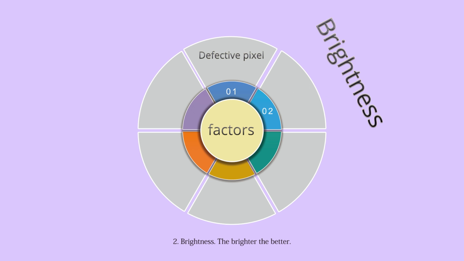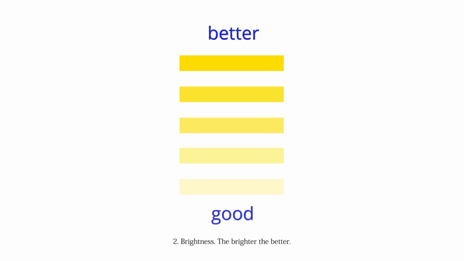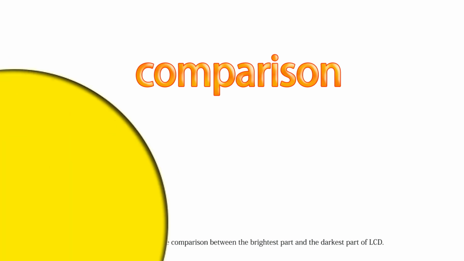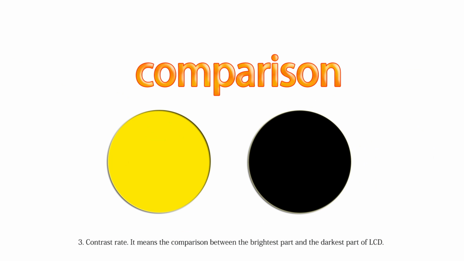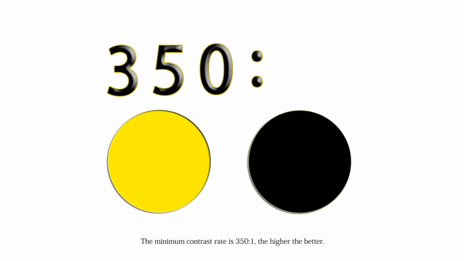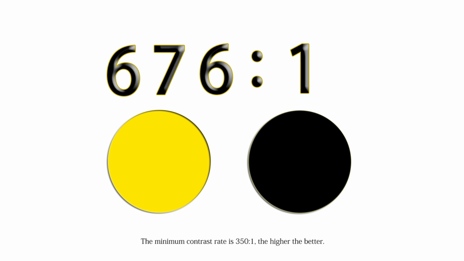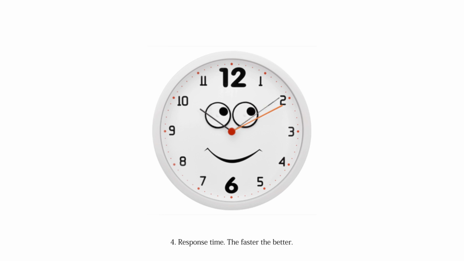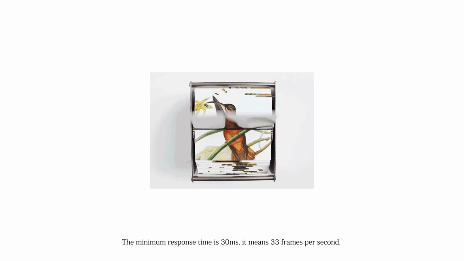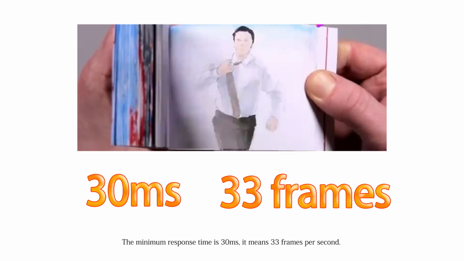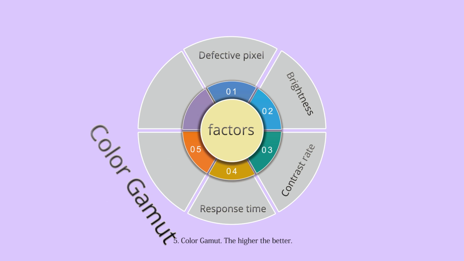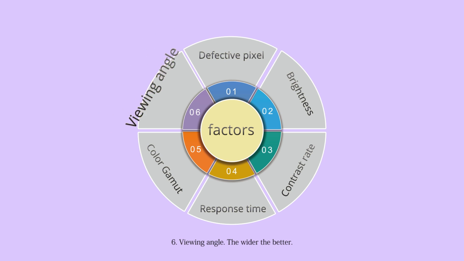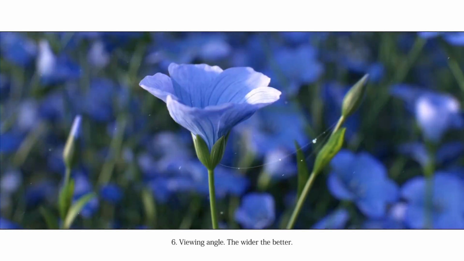Number 2. Brightness. The brighter, the better. Number 3. Contrast rate. It means the comparison between the brightest part and the darkest part of LCD. The minimum contrast rate is 350 to 1. The higher, the better. Number 4. Response time. The faster the better. The minimum response time is 30 milliseconds. It means 33 frames per second. Number 5. Color gamut. The higher the better. Number 6. Viewing angle. The wider the better.